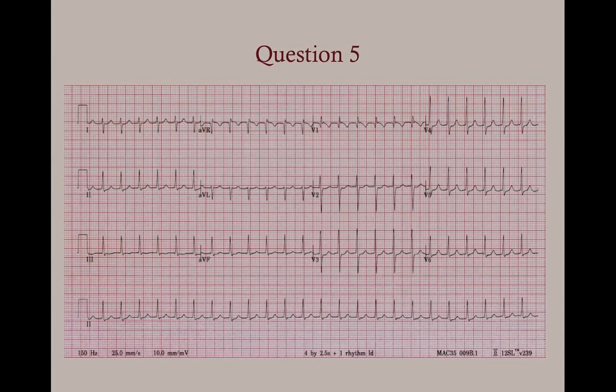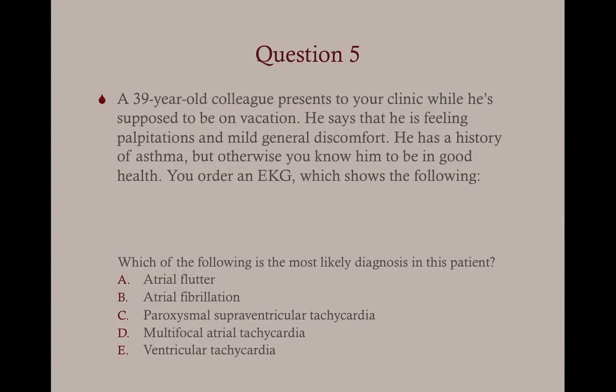So what do you think of this EKG? I'll let you pause it here to look at it. Okay, so the choices are A, atrial flutter, B, atrial fibrillation. The question is, what's the most likely diagnosis? Atrial flutter, atrial fibrillation, C, paroxysmal supraventricular tachycardia, D, multifocal atrial tachycardia, or E, ventricular tachycardia.